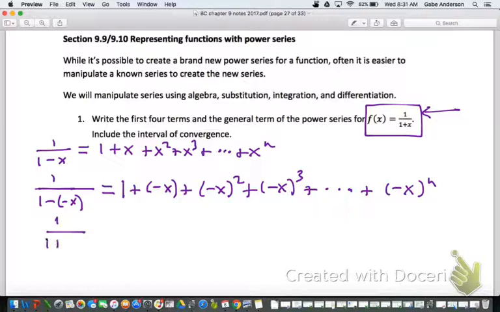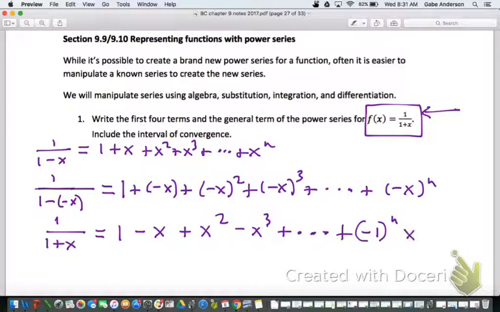So it would be 1 over 1 plus x is equal to 1 minus x plus x squared minus x cubed plus dot dot dot. And like we've customarily done, I'm going to break the alternating element out. So it would be negative 1 to the n times x to the n. And so we've turned this into an alternating series by substitution, and based on that substitution, we can know that we have the series for 1 over 1 plus x.